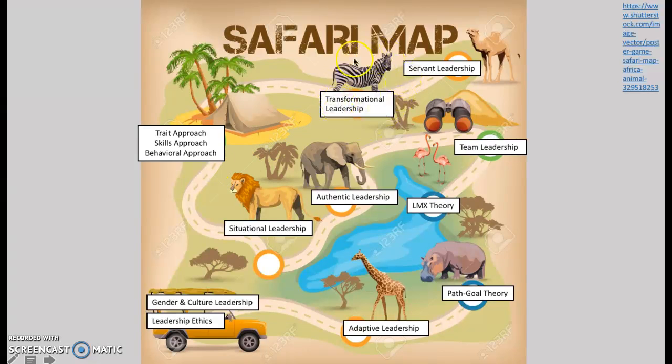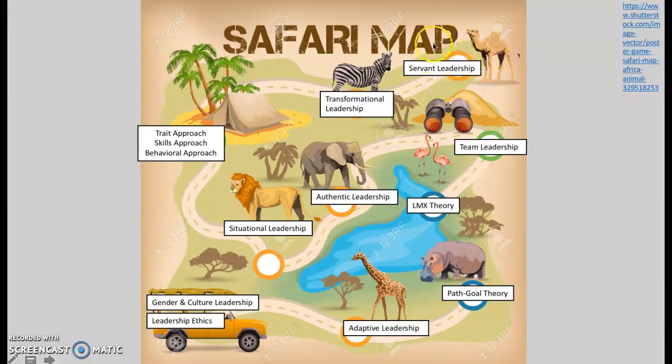Over here on the zebra is transformational leadership. Transformational leadership is follower-centered. It emphasizes intrinsic motivation of the follower, and the leader uses the 4 I's: idealized influence, inspirational motivation, intellectual stimulation, and individual consideration to help with the development of the follower.